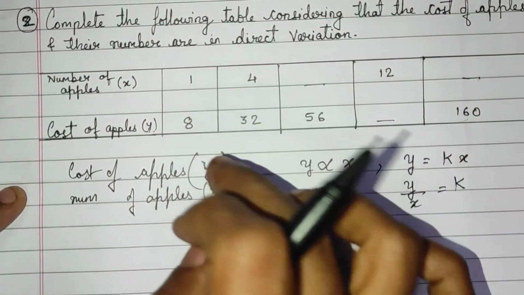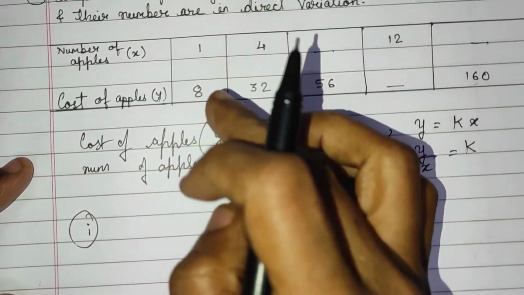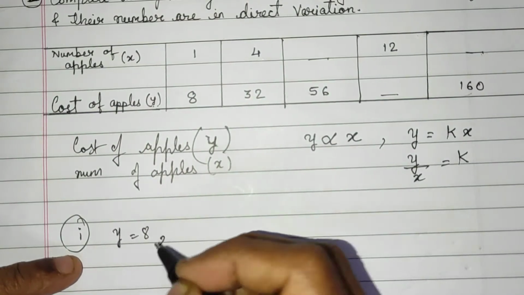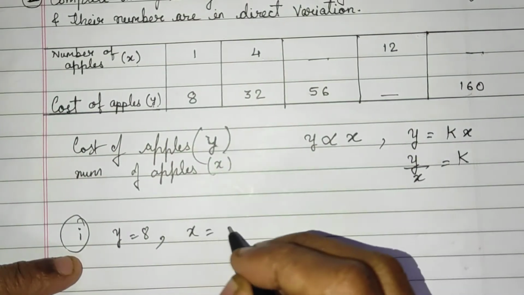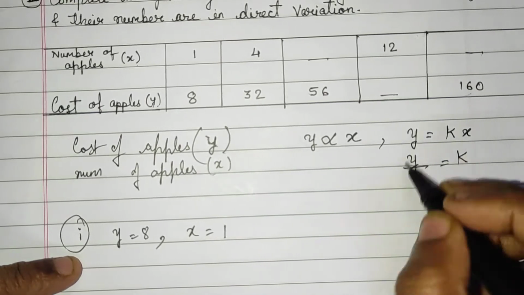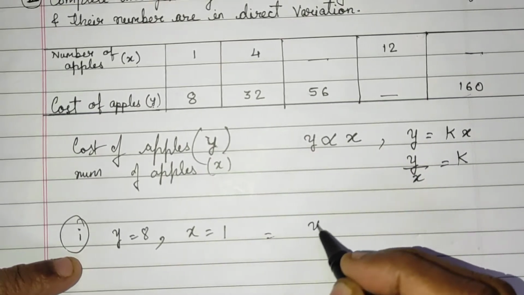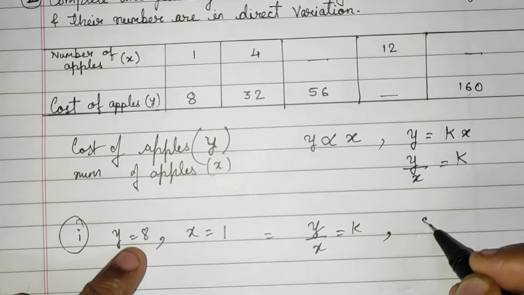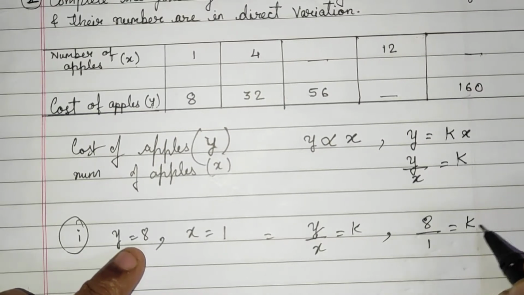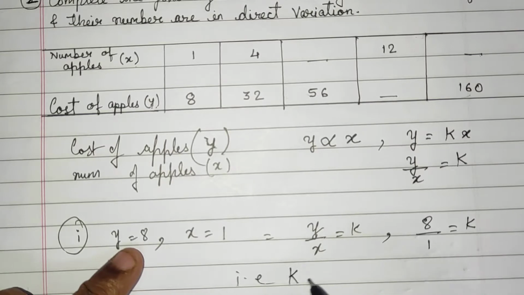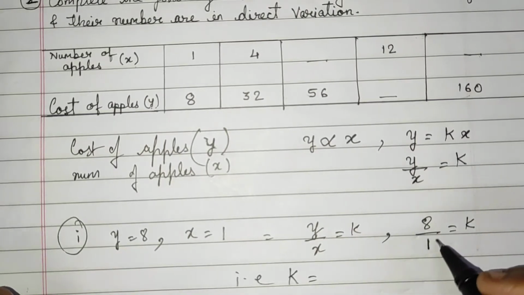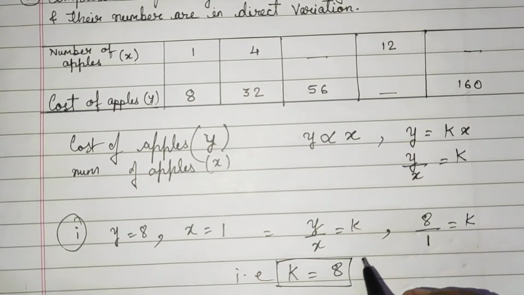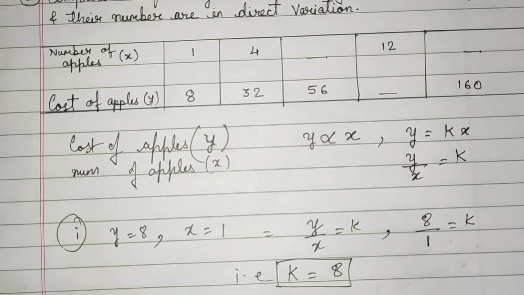Now see, we will see this first one. Here you have Y equals to 8 and X equals to 1. So using this formula, y upon x equals to k, we get y is 8 upon x 1 equals to k. That means k equals to, denominator में 1 means it is like this. So k is equal to 8. So we get fixed value of k, that is 8.